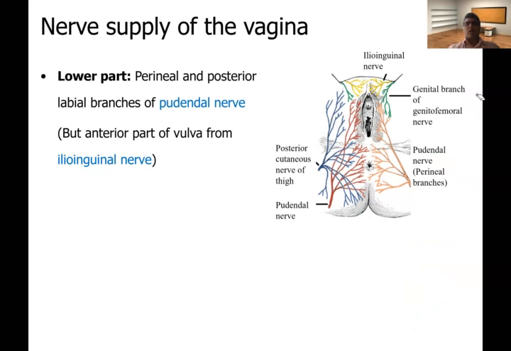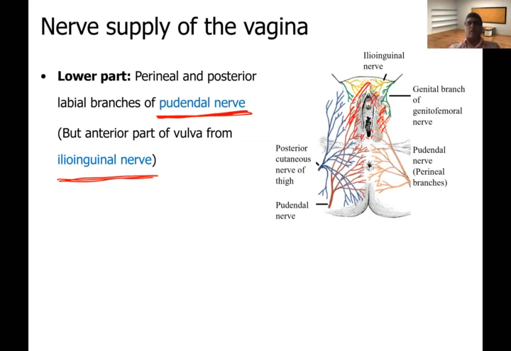The lower part of the vagina, the posterior part of the vagina, and the vulva are supplied by branches of the pudendal nerve. Whatever name you give to these branches, they are all branches of the pudendal nerve. So that is that part. And the anterior part of the vulva and the mons pubis area are supplied by the ilioinguinal nerve. Now you have seen this ilioinguinal nerve when you dissected the posterior abdominal wall. It is a branch from the lumbar plexus of nerves, which comes through the inguinal ligament and comes out to the superficial ring of the inguinal ligament and supplies this area.